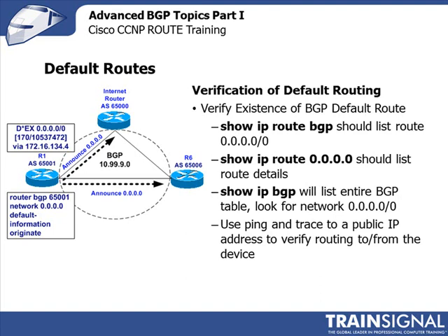Verifying default routing is very simple. Show IP route BGP, and it should list the default gateway, the 0.0.0.0 network. Show IP route 0.0.0.0 should also list a lot of applicable details. And in addition, you can do show IP BGP, which will list the BGP table, the routing information base, and look for the network, specifically 0.0.0.0. In addition, you can use ping and trace to some public IP address to verify routing to and routing from the device in question.